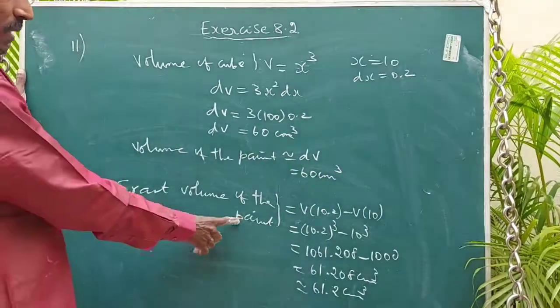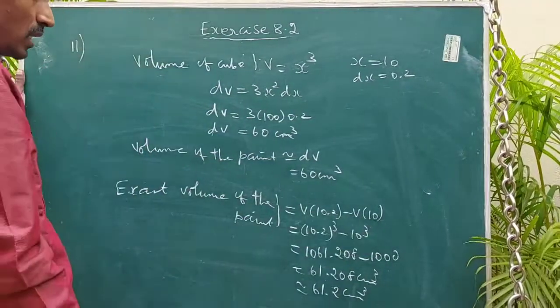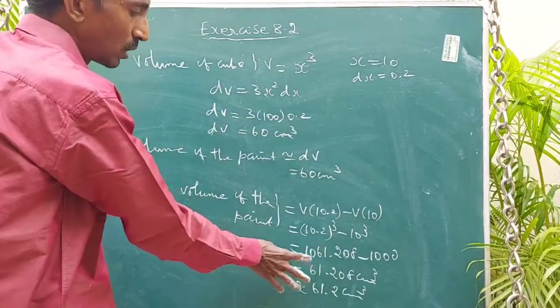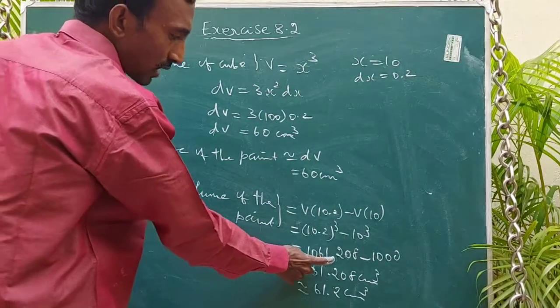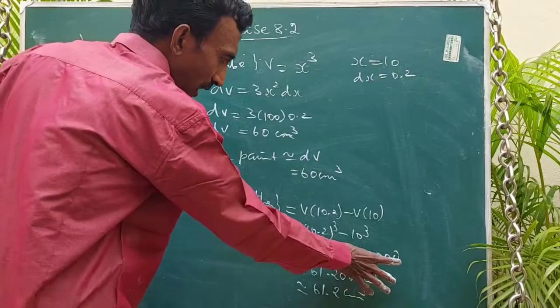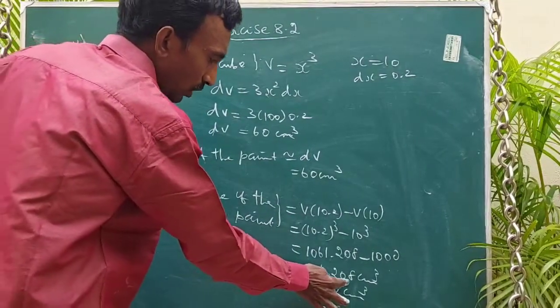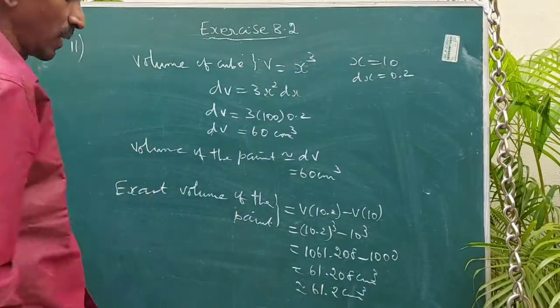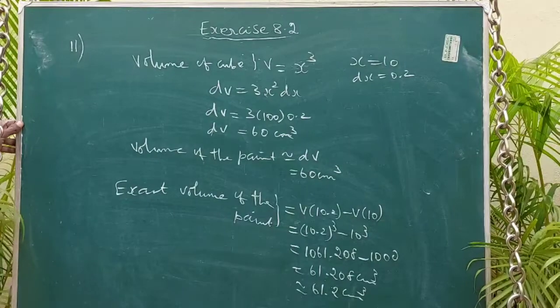The exact volume of the paint means V of 10.2 minus V of 10. My dear student, it is your work to calculate the value. 10.2 the whole cubed is 1061.208, minus 1000. If we subtract, we are getting 61.208 cubic centimeters, approximately 61.2 cubic centimeters. That is the exact volume of the paint.